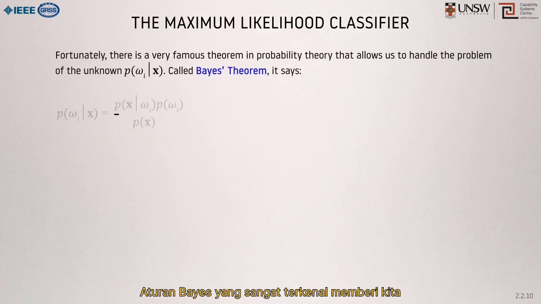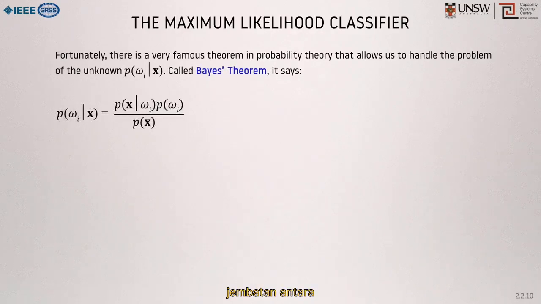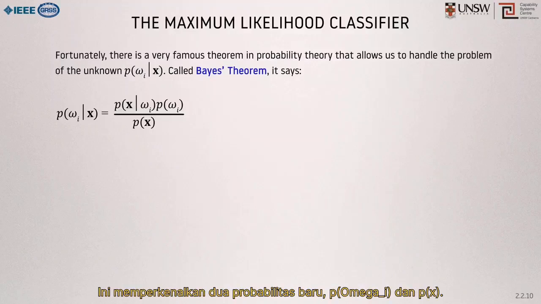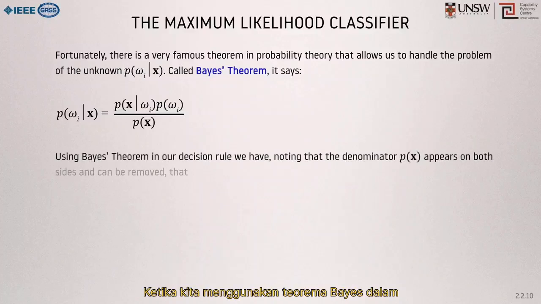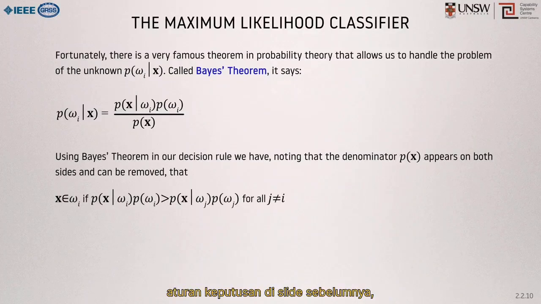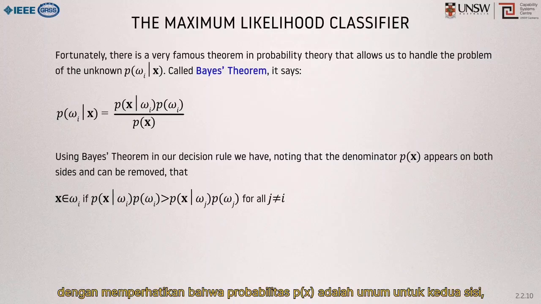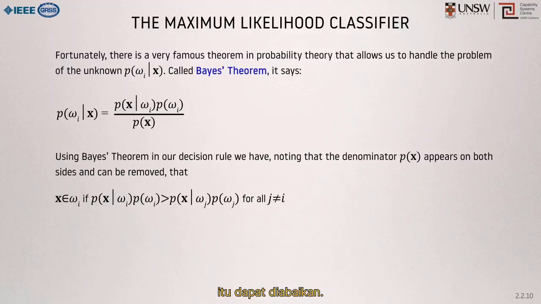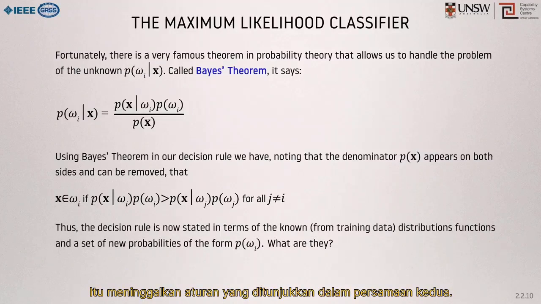The very famous Bayes rule gives us a bridge between the two types of conditional probability. It is shown at the top of this slide. It introduces two new probabilities, P of omega sub i and P of x. The latter is just the probability of finding any pixel with measurement vector x. When we use Bayes' theorem in the decision rule of the previous slide, noting that the probability P of x is common to both sides, it can be dropped out. That leaves the rule shown in the second equation.